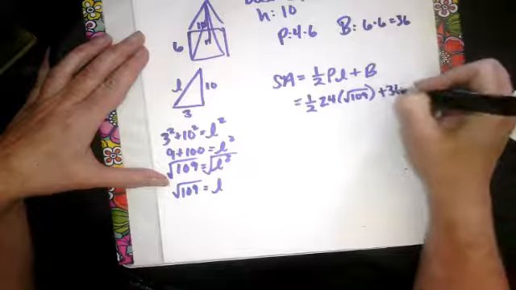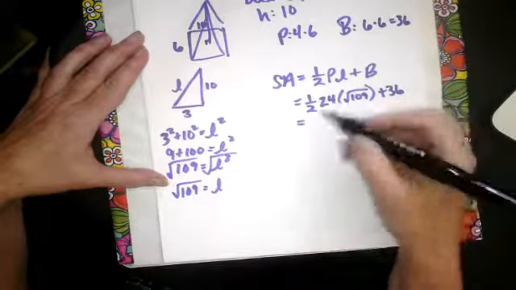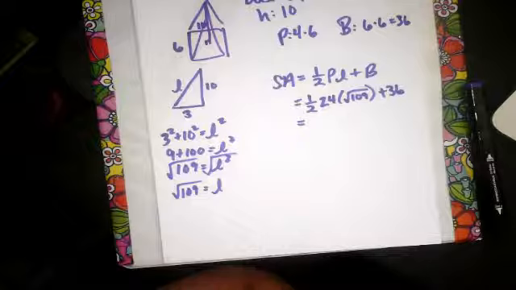So plus 36. I'm just going to plug it in that way. And I know you can't see my calculator, but my calculator is not close by to me right now, so I'm just using the calculator on my Chromebook. We're going to do 0.5 times 24, the square root of 109.